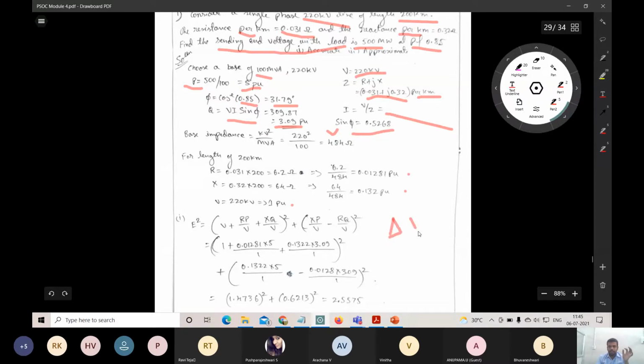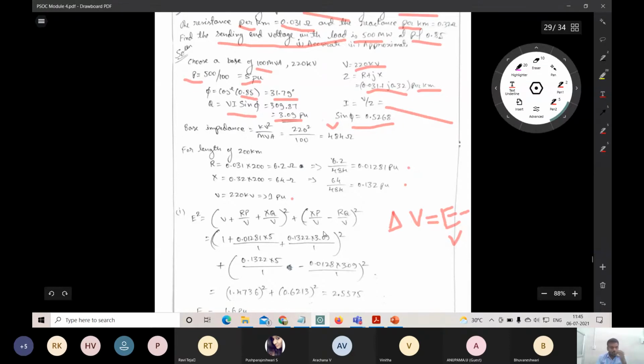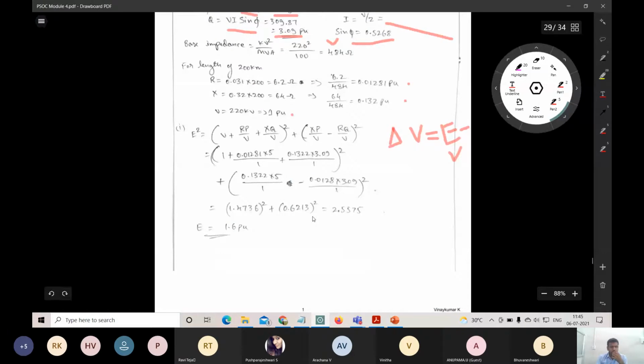Delta V is equal to E minus V. Same formula. We have derived this formula by using this equation only, right? E square is equal to (V plus Rp by V plus Xq by V) whole square plus (Xp by V minus Rq by V) whole square. So don't forget this step.